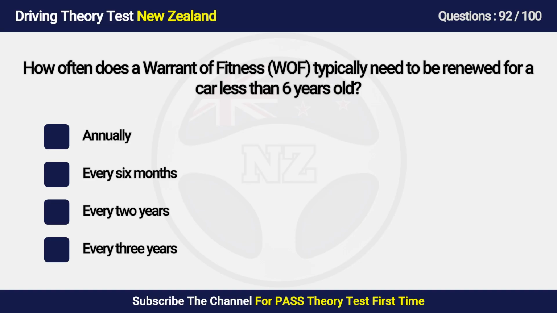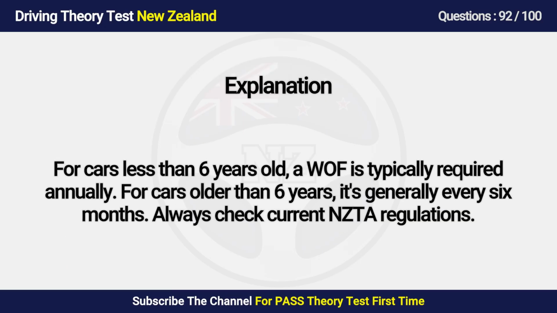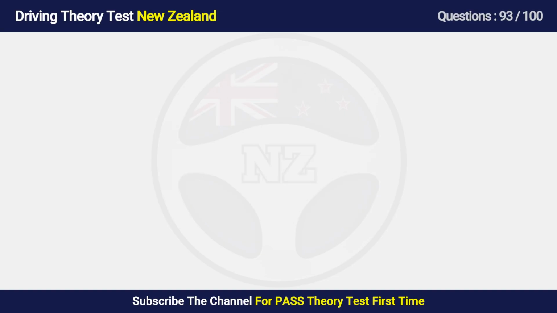6 years old? A. Annually. B. Every 6 months. C. Every 2 years. D. Every 3 years. Answer is A. Annually. For cars less than 6 years old, a WOF is typically required annually. For cars older than 6 years, it's generally every 6 months. Always check current regulations. Question 93.